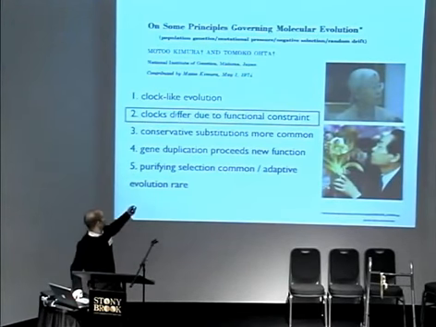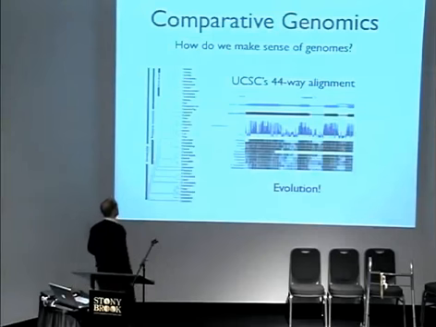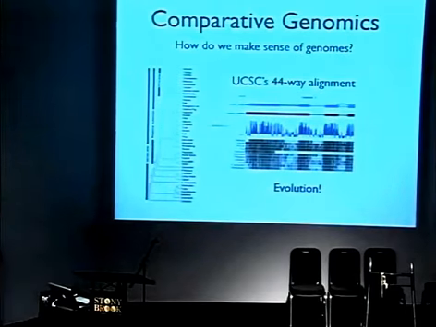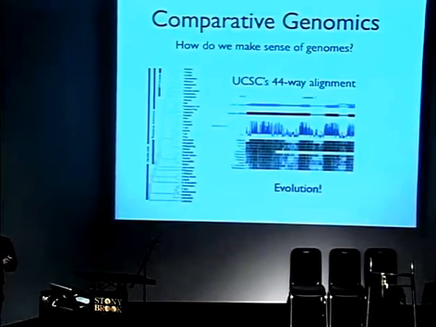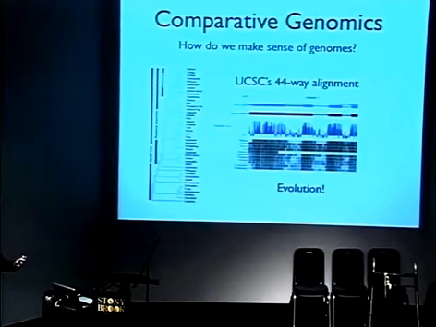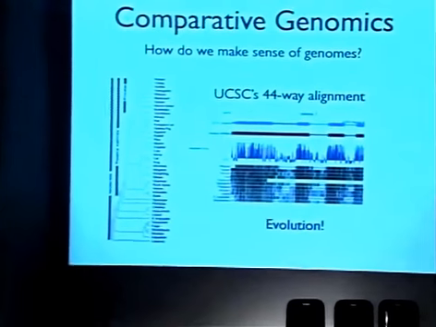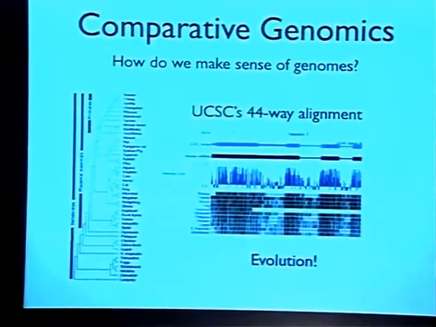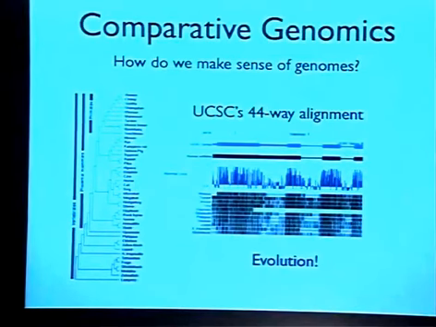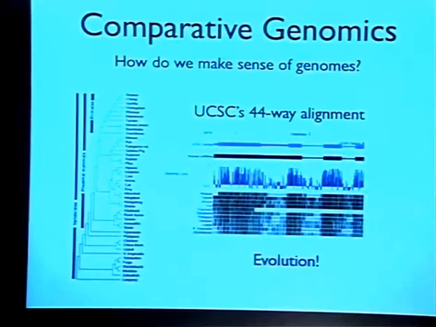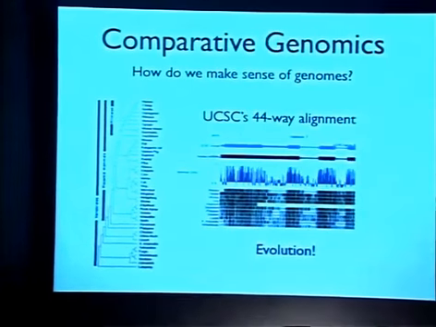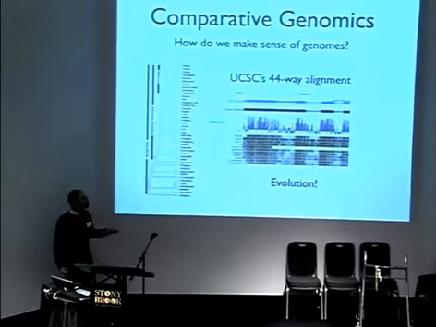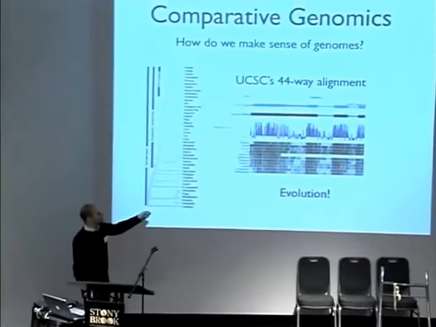Like I said, I'm going to be concentrating on principle number 2 here. So principle number 2, the fact that clock-like variation depends on functional constraint, is actually the very shallow intellectual heart of comparative genomics. Okay? That is to say that when all of our friends at the sequencing centers go and sequence 44 different vertebrates, this is the current state-of-the-art UCSC genome alignment, when they go and sequence all of these vertebrates, what are they hoping? Well, what they're hoping is that when they align them, they see stuff like this.